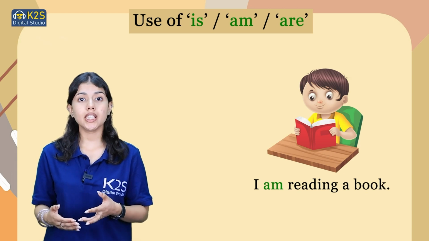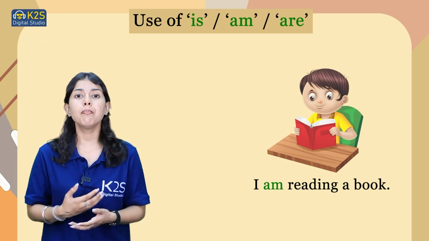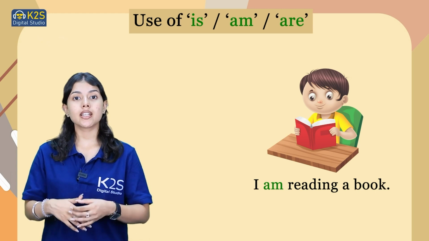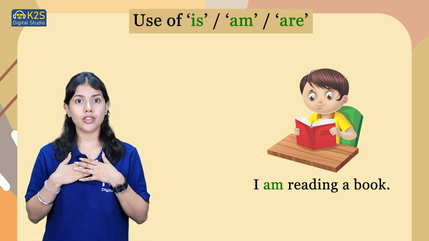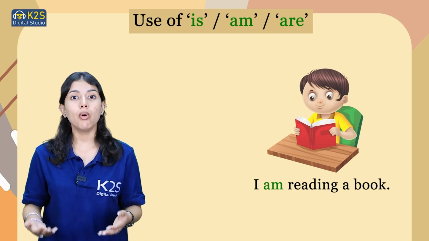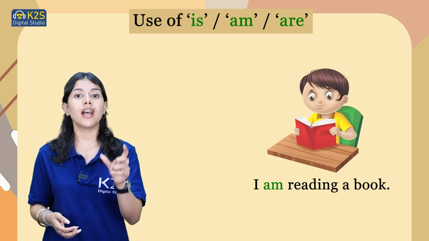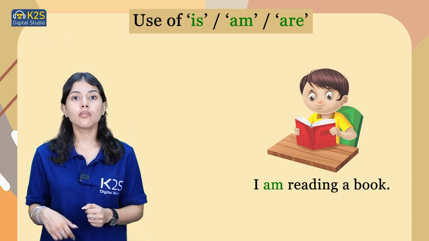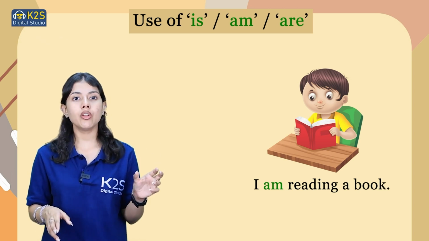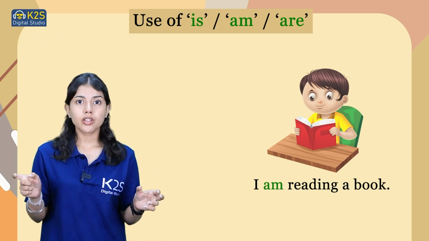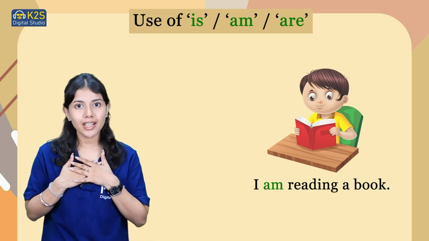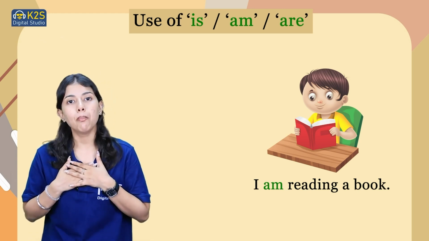Now here you can see that there is a boy who is reading a book, right? So the boy is telling us that I am reading a book. I am reading a book. So we are using the word am here because we are using I, correct? So we only use am when we are using the word I. So the boy is telling us that he is reading a book. So he is saying that I am reading a book.